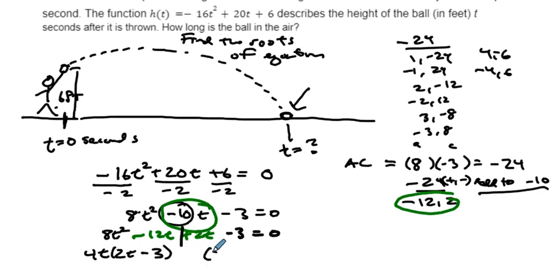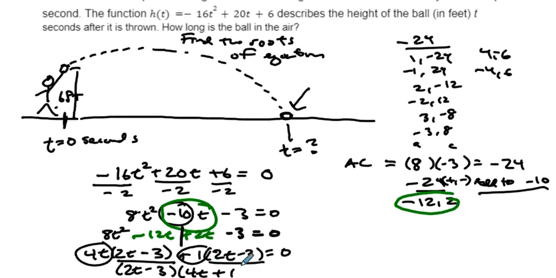And I want to get 2t minus 3 out of this side here, and I can by just multiplying this by 1, right? 1 times 2t is 2t, 1 times -3 is -3, equals 0. Finish by pulling your 2t minus 3 out of both, and then put your leftovers in here. Now use your zero product property. So we have 2t minus 3 equals 0, and we have 4t plus 1 equals 0.